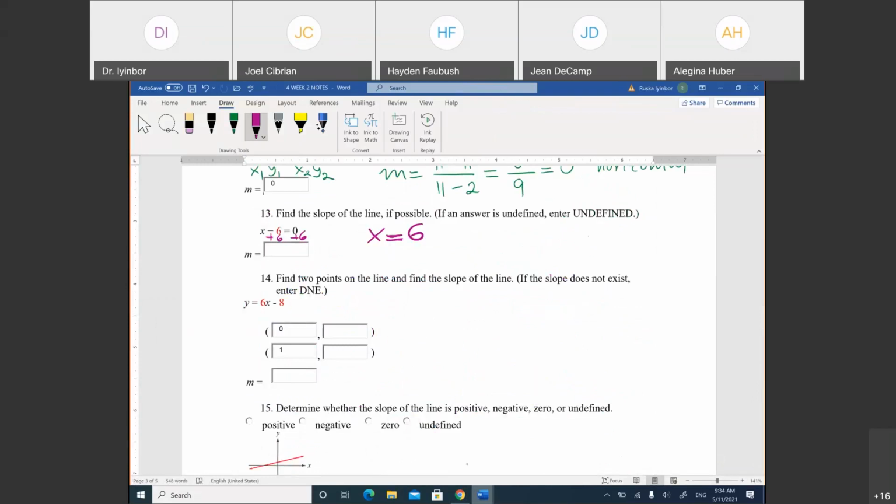So x equals 6 is the given equation. This is a vertical line. And the slope of the vertical line is undefined. Okay? And that's what you're going to put here. You're just going to type in undefined. Make sure you spell it correctly, because if you misspell, it's going to say it's wrong. Okay? So that's how you do number 13. Any questions?